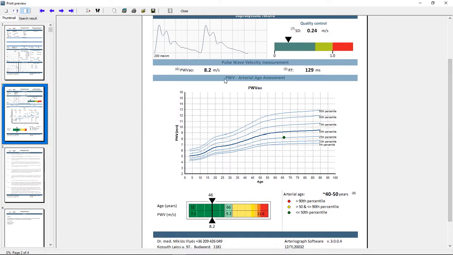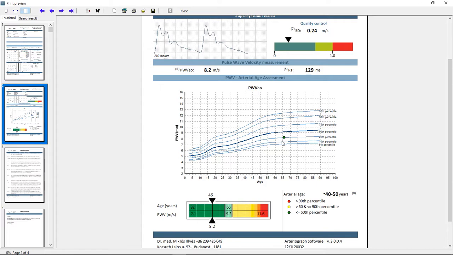In the lower panel, we can provide information about the arterial age of the patient. The arterial age is generally assessed by measuring the aortic pulse velocity. The pulse velocity is very strongly connected to the behavior and characteristics of the aortic wall. The stiffer, in other words less elastic, in other words more rigid the aortic wall, the faster the aortic pulse velocity.